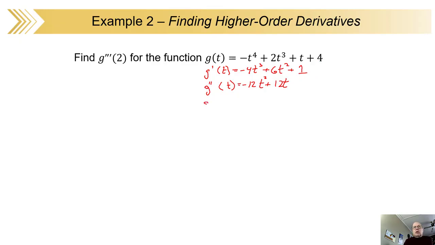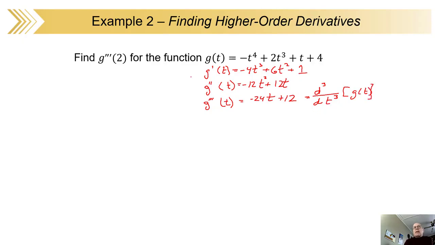So we've got g double prime. Now we're ready to get g triple prime. So bring that 2 out front, negative 24t. Bring the 1 out front, 12. There's the third derivative, and that's of g of t.